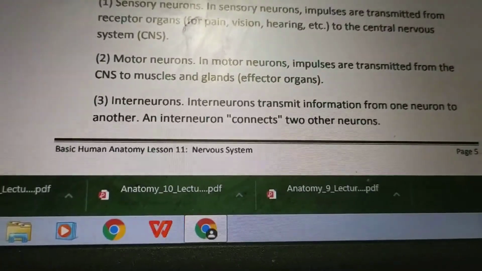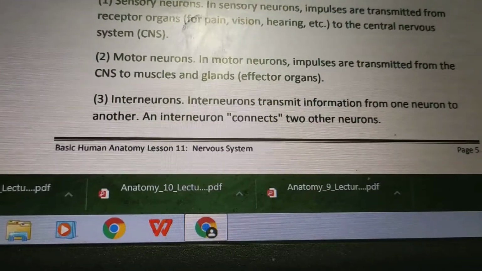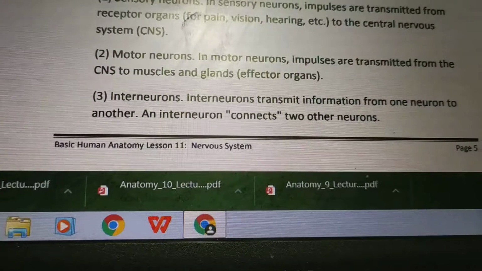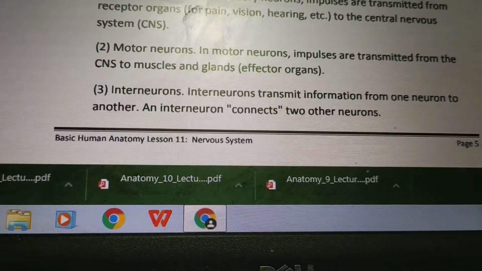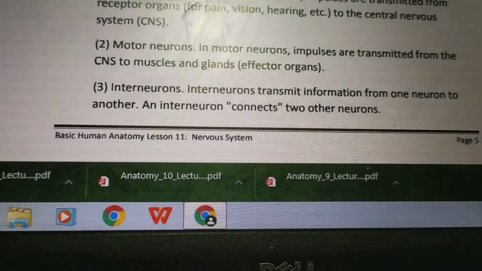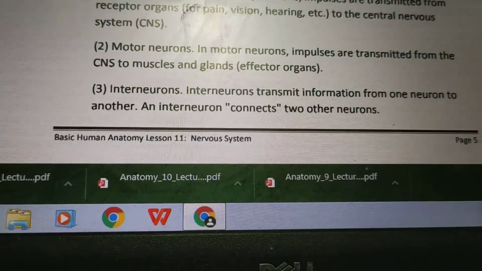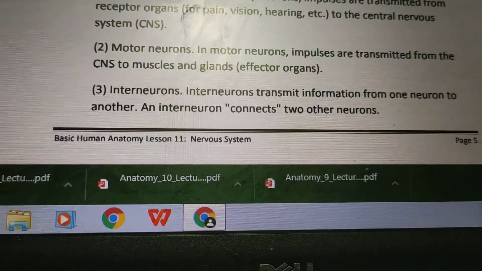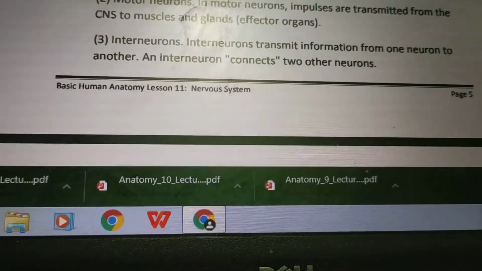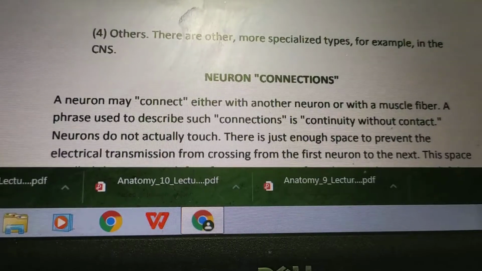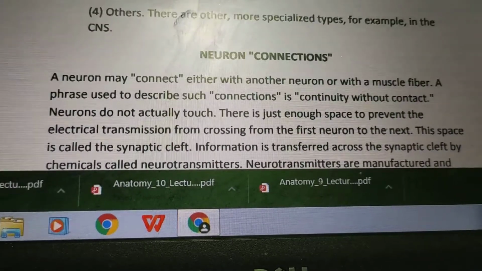Sensory neuron: impulses are transmitted from a receptor organ, for pain, vision, hearing, to the central nervous system. Motor neuron: impulses are transmitted from the CNS to muscle and gland, the effector organ. Interneurons transmit information from one neuron to another. Interneurons connect to other neurons. Others are specialized types in the CNS.